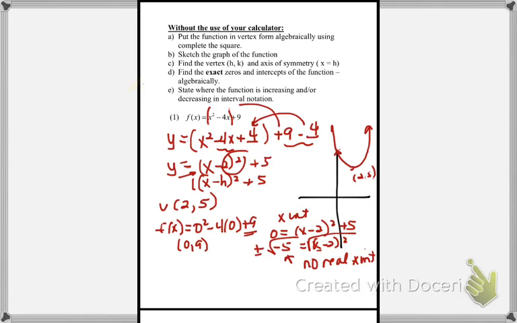Now your increasing, decreasing work the same as before. You are decreasing from negative infinity to 2, and you are increasing from 2 to infinity.